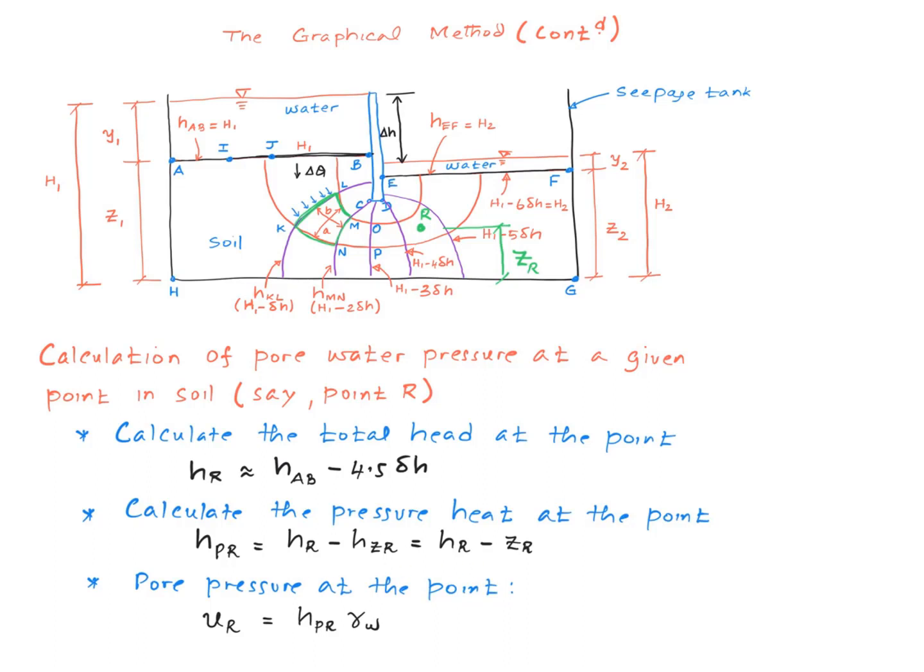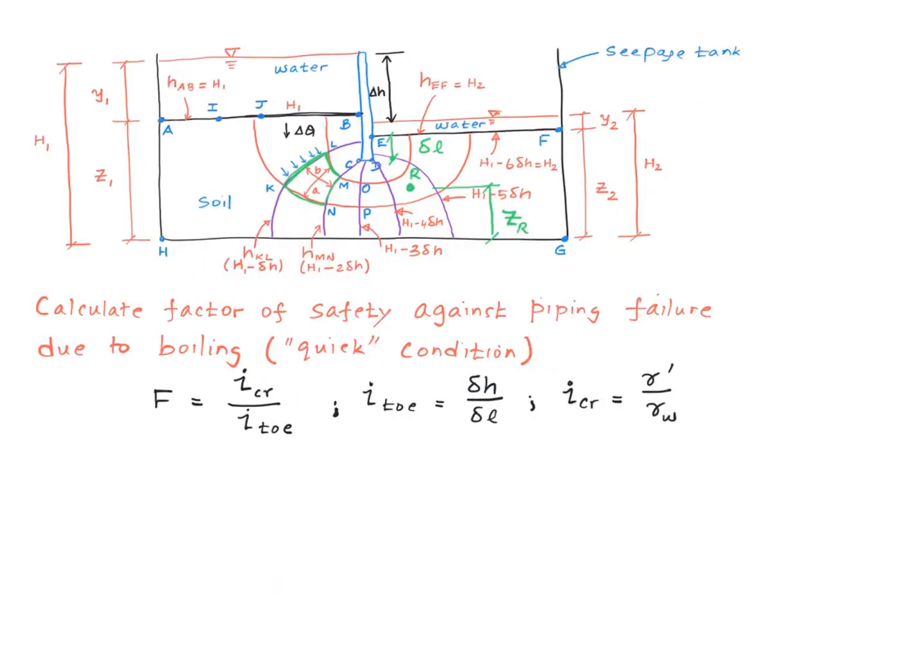Once you have the pressure head at that particular point, your pore water pressure at that point is simply the pressure head multiplied by the unit weight of water. That's it. So that's the general procedure that can be applied to any point in the soil where water flow takes place. The third most common thing we do is to calculate the factor of safety against piping failure due to boiling. We have discussed this in some of the previous videos, right?